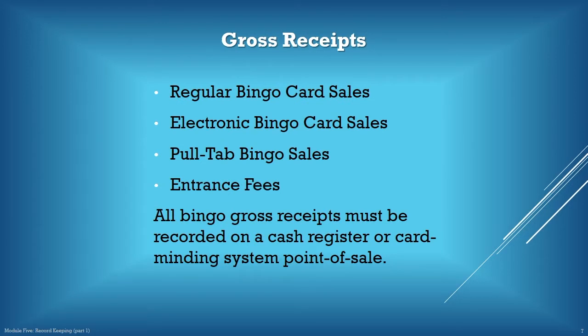Let's look at gross receipts. Gross receipts refers to the money received from the sale of bingo products. These products include regular card sales, electronic sales, pull tab sales, and, if applicable, entrance fees. The BEA requires the documentation for bingo gross receipts. An organization conducting bingo must record the bingo gross receipts on a cash register or card minding system point of sale.